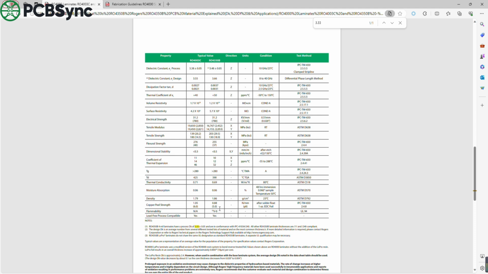Standard RO4350B meets UL94 V0, while standard RO4003C does not have this rating. If the product specification clearly requires V0 certification, RO4350B is usually the more straightforward choice.